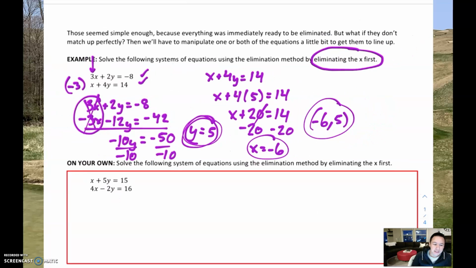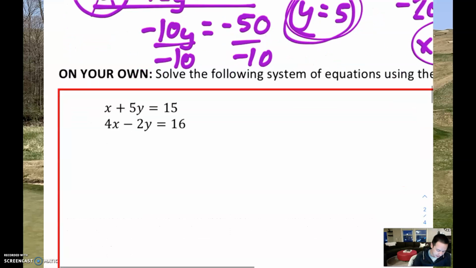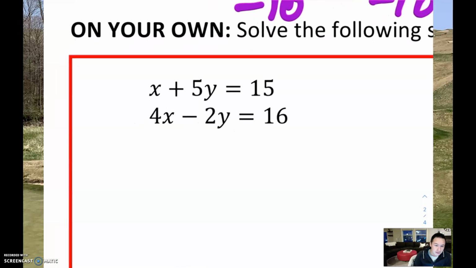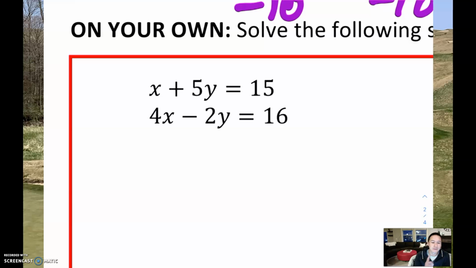So hopefully that made sense. Go ahead and try the next one on your own. Again, I want you to eliminate the x coordinate first. So I'll give you a little hint before you get started on your own. On this one, you see that this is a 4x. To cancel out a 4x, this one would have to be a negative 4x. So you're going to want to multiply the top row by negative 4. So go ahead and pause the video, and when you're all done, come on back for the next example.